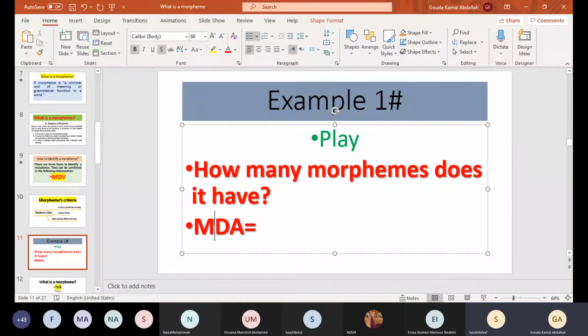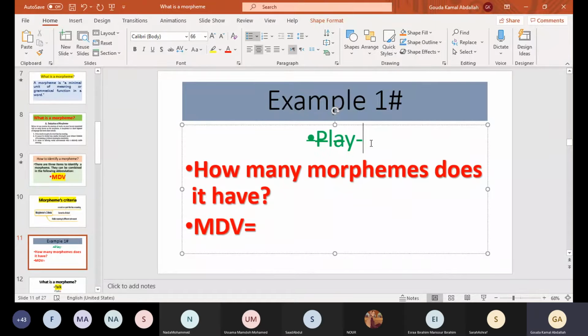Does it have a meaning? Of course. Yes, to play, it's an action, right? And D, can we divide it into a smaller unit without it changing the meaning? Can we take, for example, the A without it changing the meaning? No. Can we take out the P without it changing the meaning? No. Okay. So the V, does it have the same meaning in different verbal contexts?